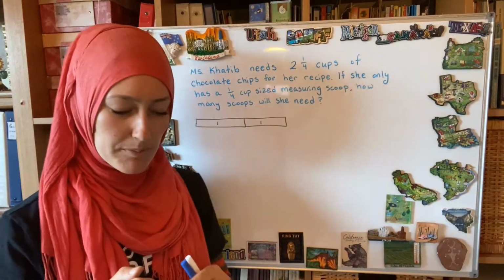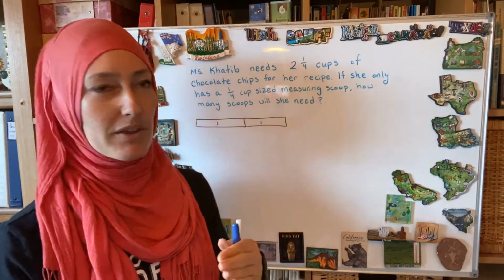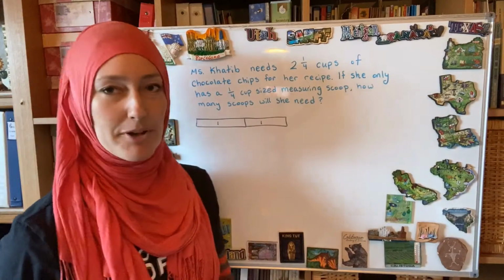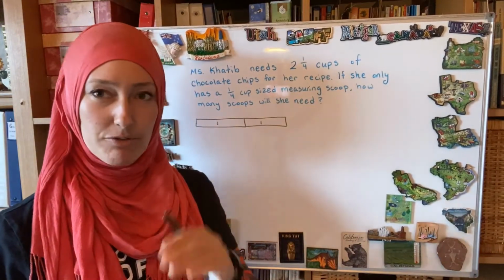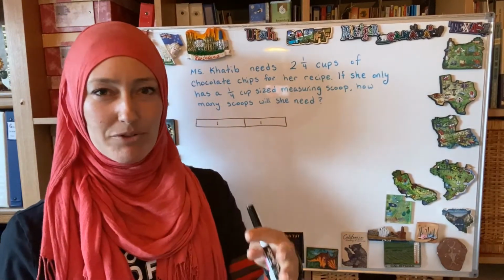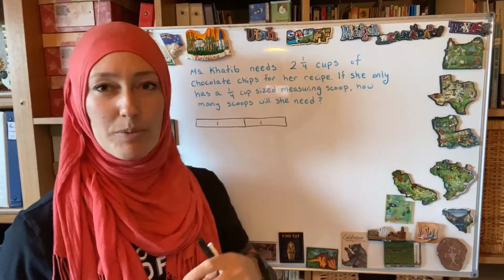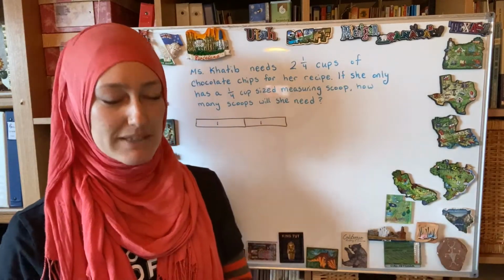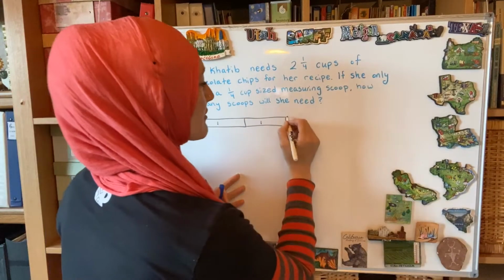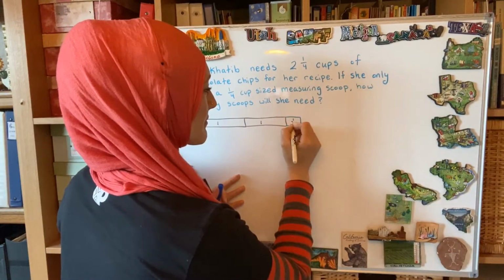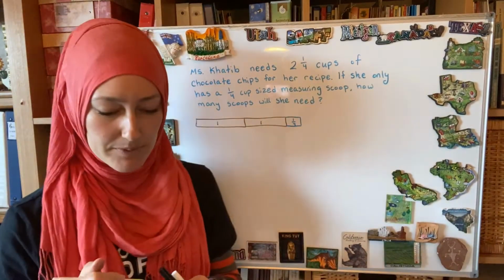Okay, you always want to model what you have first and then work with it. So here's my 2 wholes. Now I need to model my 1/4. Remember that the 4 on the denominator tells us you have a 1/4 sized piece. The numerator, the 1, tells us you only have 1 of those pieces. So my 1/4 will be there. So that's what I have.